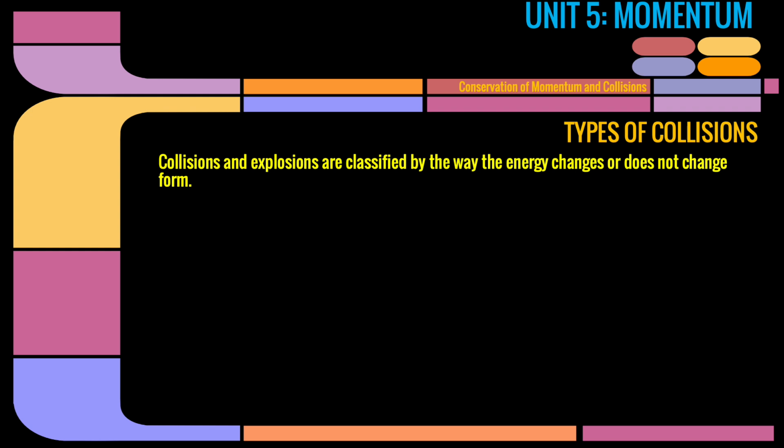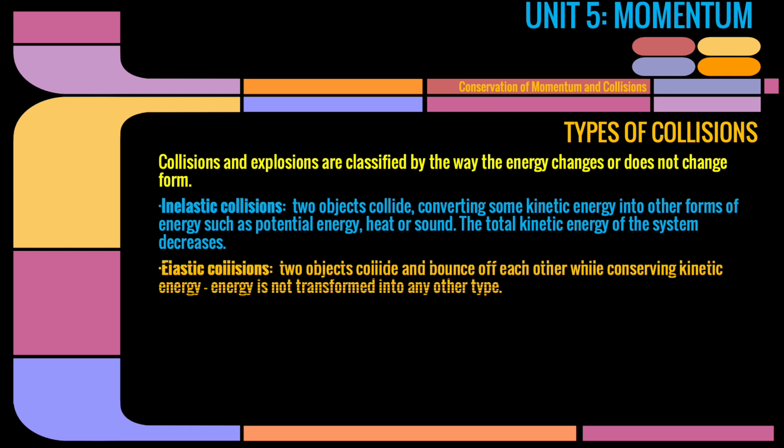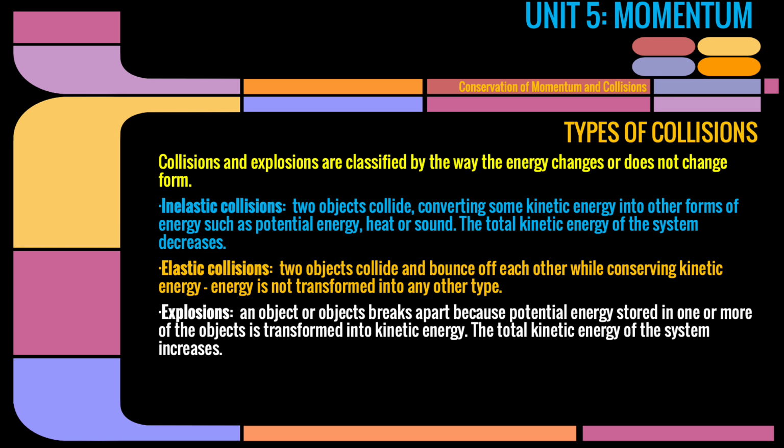So types of collisions and explosions are classified by the way energy changes or does not change form. Inelastic collisions mean some of the kinetic energy is turned into something else. The total kinetic energy of the system decreases. We have elastic collisions. Two objects collide and bounce off of each other while conserving all kinetic energy. Energy is not transformed into any other type. And then when we have explosions, once again, we talked about that a second ago, the total kinetic energy of the system increases somehow. So stored energy is released in some way.